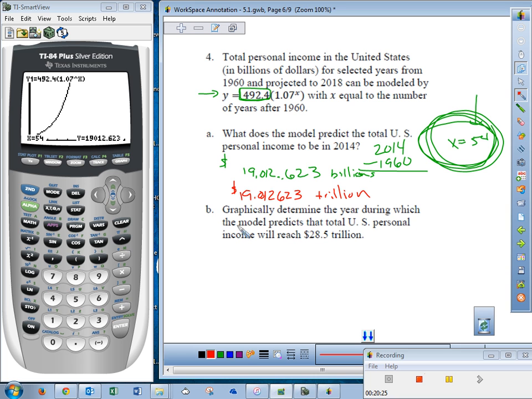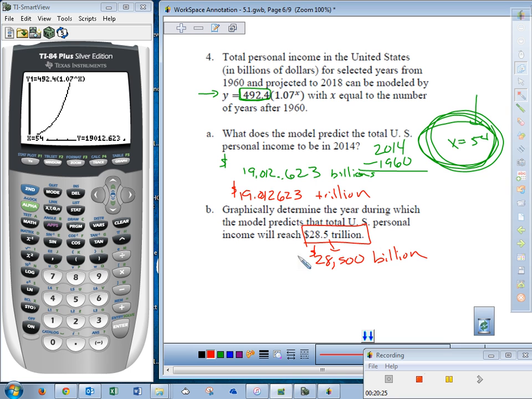Graphically determine the year when the model will reach this much trillion, right? And that's why I just talked about that, because my graph that I have right here, it's in billions. I need this to also convert to trillions. So if I move the decimal 3 places this way to go from billions to trillions, wouldn't I have to move the decimal 3 places this way to convert that back into billions? What's 28.5 trillion in billions? 28, move the decimal 3 places. Right? With me on that?